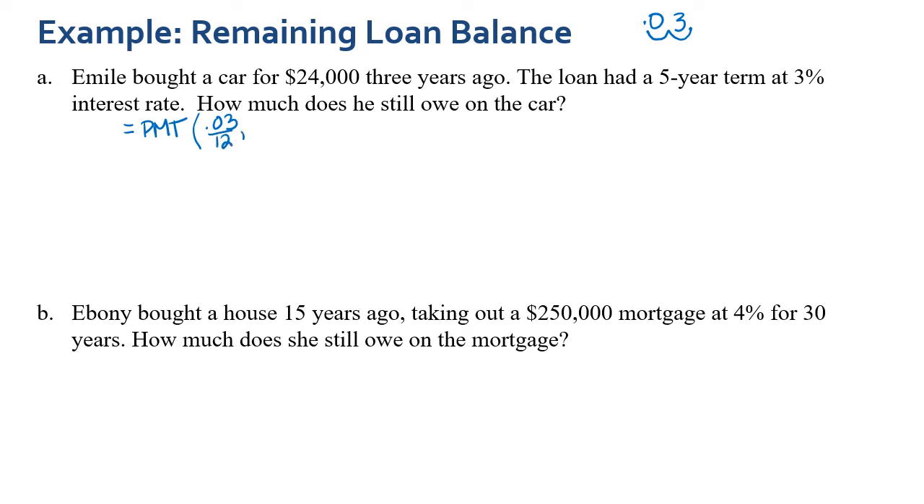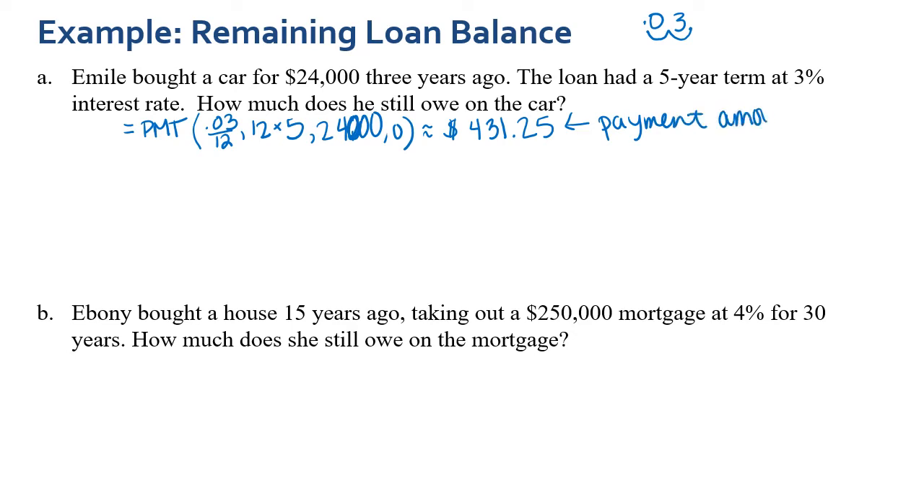You're always going to assume it's monthly payments unless it's stated otherwise. 12 times 5, because this loan was for 5 years, and then 24,000. Oops, and we don't want to put a comma in there for Excel, and then 0. When you do that, you find that his initial payment for a 5-year loan, so that's what we use 5 for T, is going to be $431.25. So that's his payment amount.